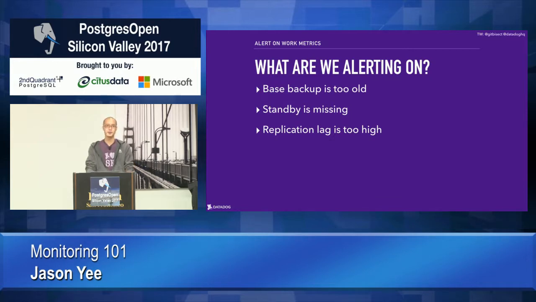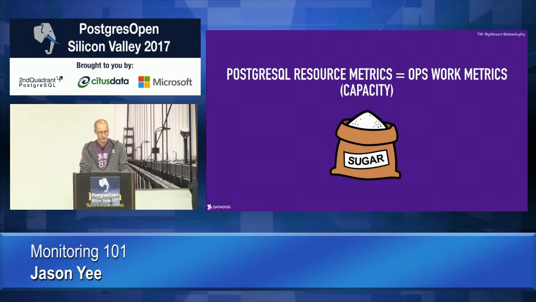Also, if standbys are missing. If you don't have a standby for that write master and it goes down, you're no longer writing. So keeping that around. And then the big one for us is if replication lag is too high. So again, ensuring that whatever people are reading doesn't trail too far behind that write master.